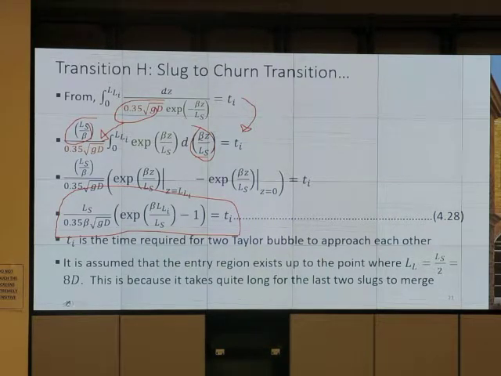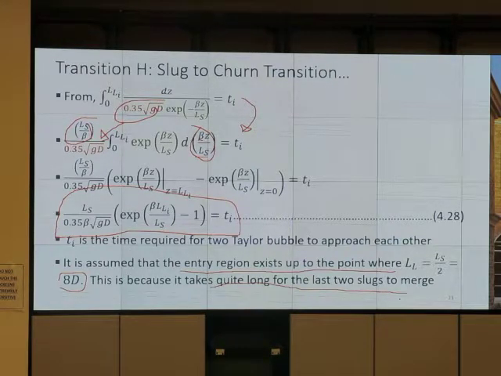So it is assumed that the entry region exists up to the point where L_s over 2 equals 8D. We assume that after it reaches 8 diameter, it's okay. This is because it takes a very long time for the last two slabs to merge.